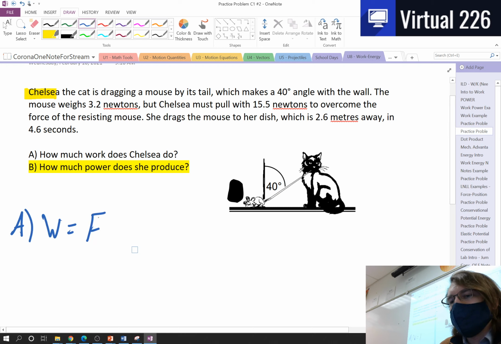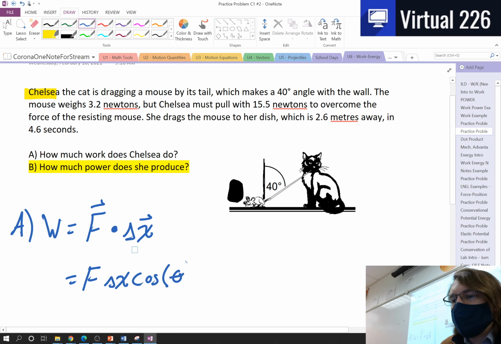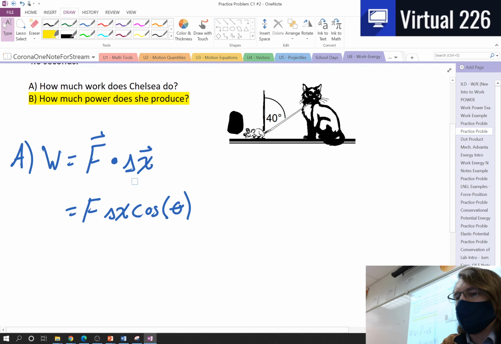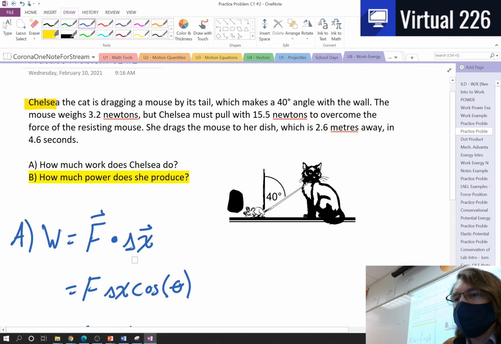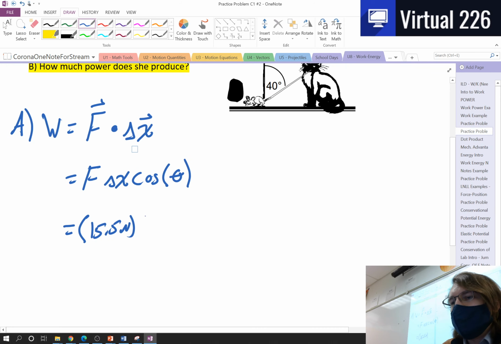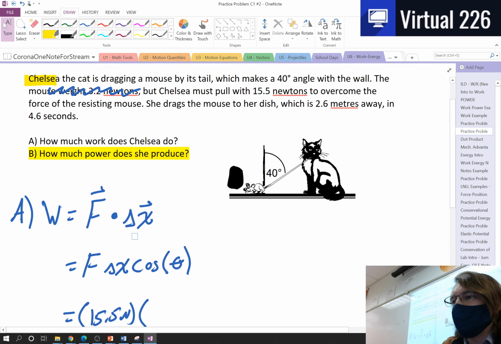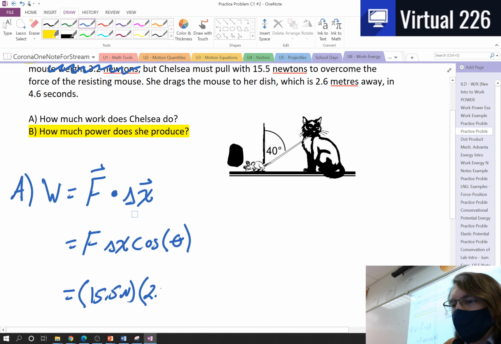Well, we know from the last problem and from our previous videos that work is equal to a force dotted with a displacement, which, if you recall, that dot product really means a cosine component, or a force parallel to the displacement here. And if we look at what we have, Chelsea's pulling with 15.5 newtons of force. Don't be confused and use the mouse's weight. That's not anything that belongs here. The delta x is how far she's pulled it to the dish, 2.6 meters away. That gives us newton meters, that's joules.